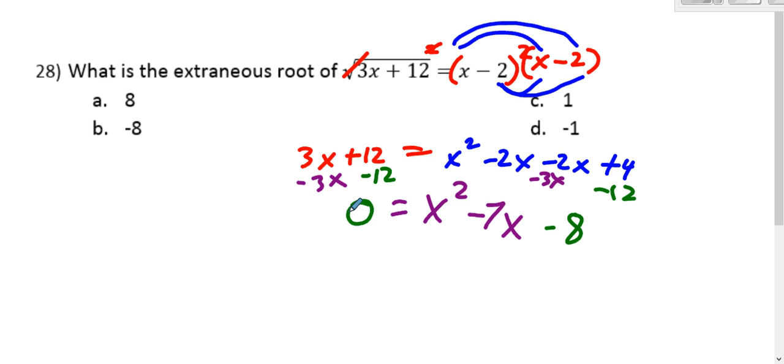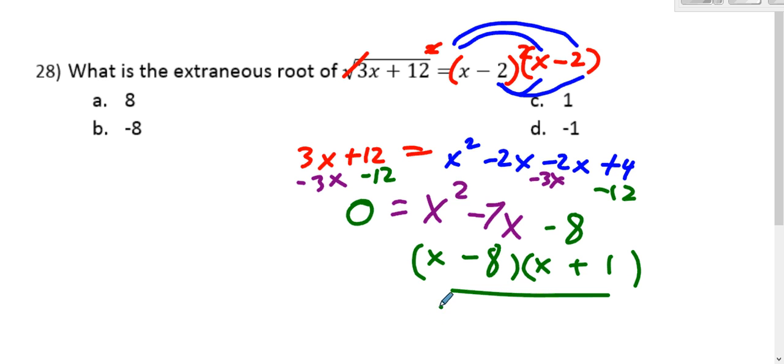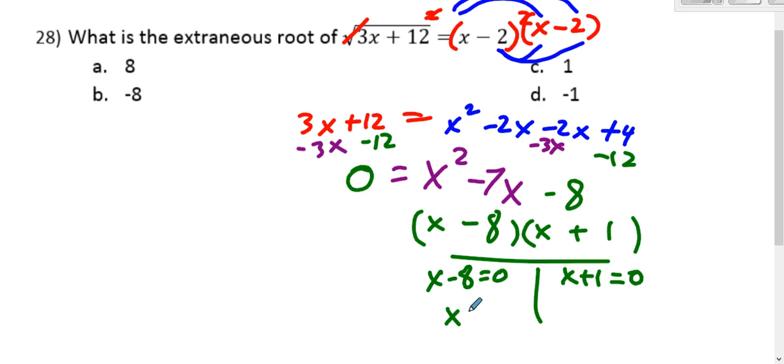So we've got everything on one side. Once everything's on one side, you can solve by factoring. So the two numbers that multiply to be negative 8, add to be negative 7. Negative 8 times 1 is negative 8. Negative 8 plus 1 is negative 7. Then you have to solve these. So you get x minus 8 equals 0 and x plus 1 equals 0. X equals 8. X equals negative 1.